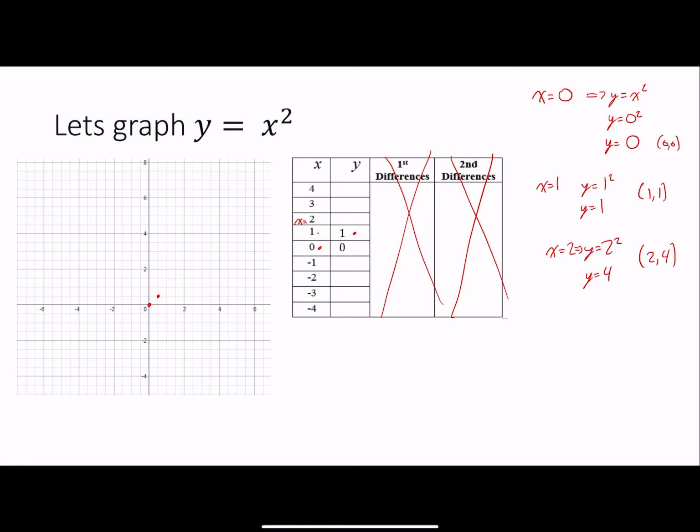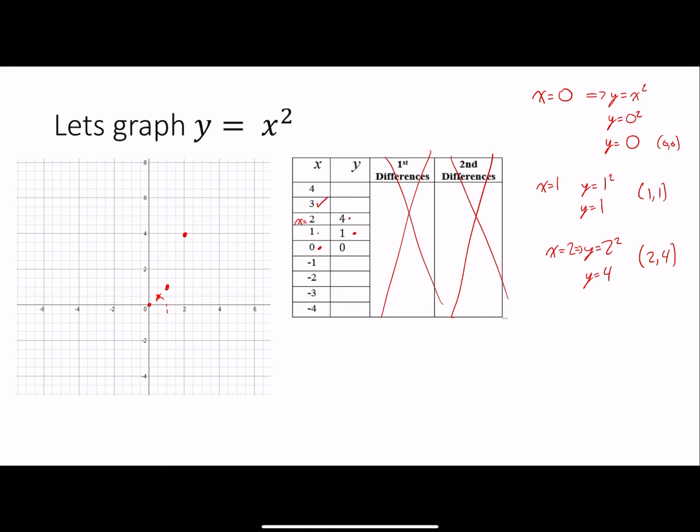Oh, I see what I did wrong. So 1 is here actually. So that's wrong. (1, 1), (2, 4). Sorry about that. I just didn't realize it was indented by 2. That's fine. So y is equal to 4.